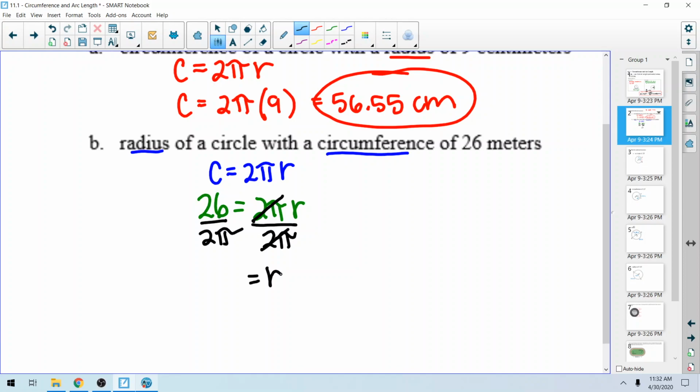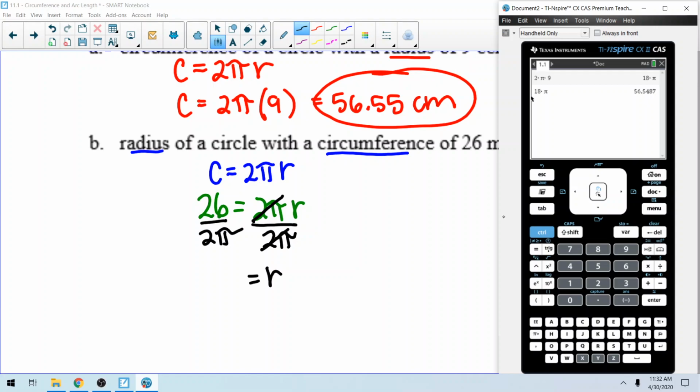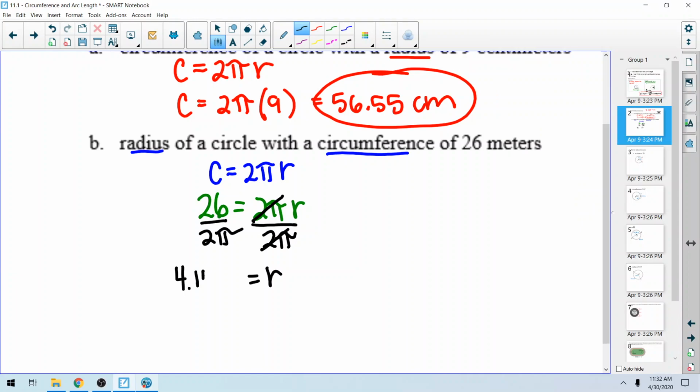In my calculator, I'm going to hit Control Divide, and actually I'll show you that too. So you get a nice neat fraction, Control Divide. It looks like that. And then 26, go down to grab that pi button. Okay, no typing 3.14, otherwise your answer is going to be off. And then Control Enter. 4.14 if we round. So your radius is 4.14 meters.